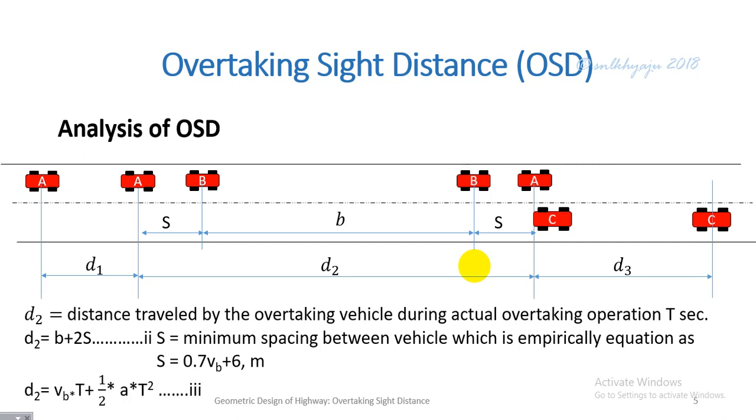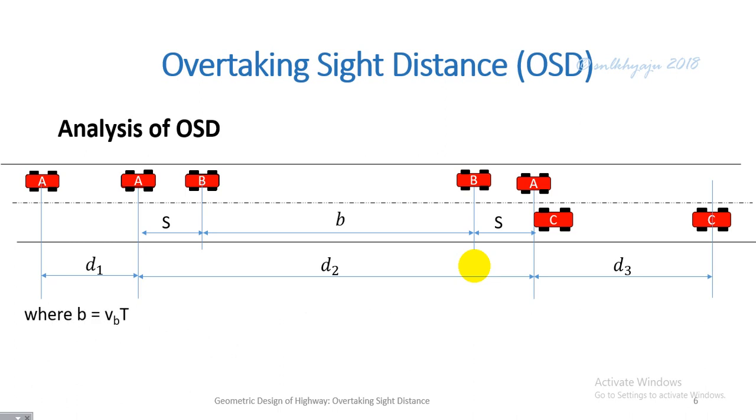Similarly, from the speed and distance formula, distance equals ut plus half at square, that is, d2 equals vb into capital T plus half aT square. By equating equations 2 and 3, we get b equals vb into T and twice s equals half aT square. By solving these equations, we get the actual time period of overtaking capital T equals root under 4s by a, where s equals 0.7 vb plus 6.